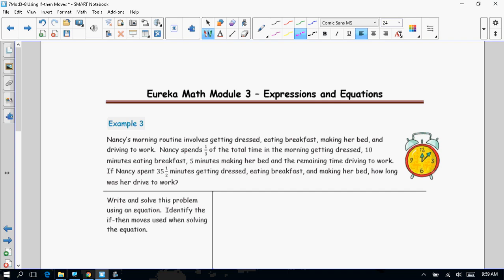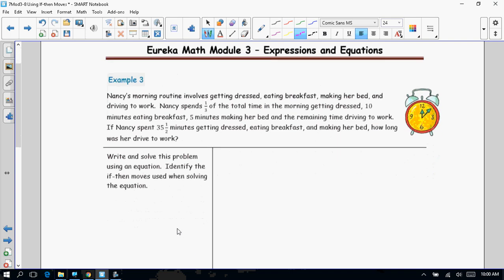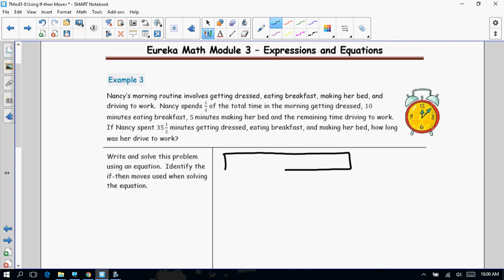Okay, well, I'm going to actually start with a tape diagram just to help me get a visual of what's going on. Okay, so it says that she spends 1/3 of her time in the morning getting dressed. 10 minutes of that time is eating breakfast, and 5 minutes is making her bed, right? So I'm going to draw myself a rectangle. I'm going to break this up into 3 parts. It doesn't have to be 3 equal parts, okay?